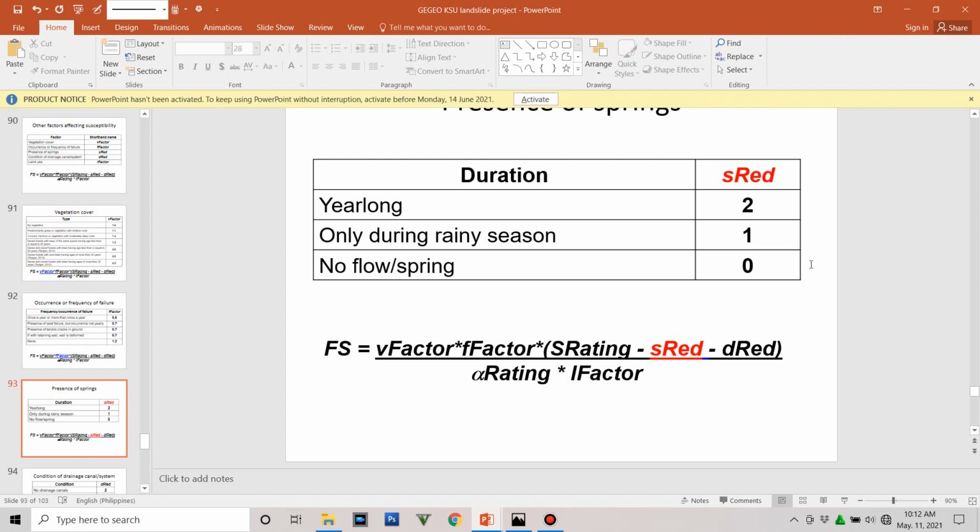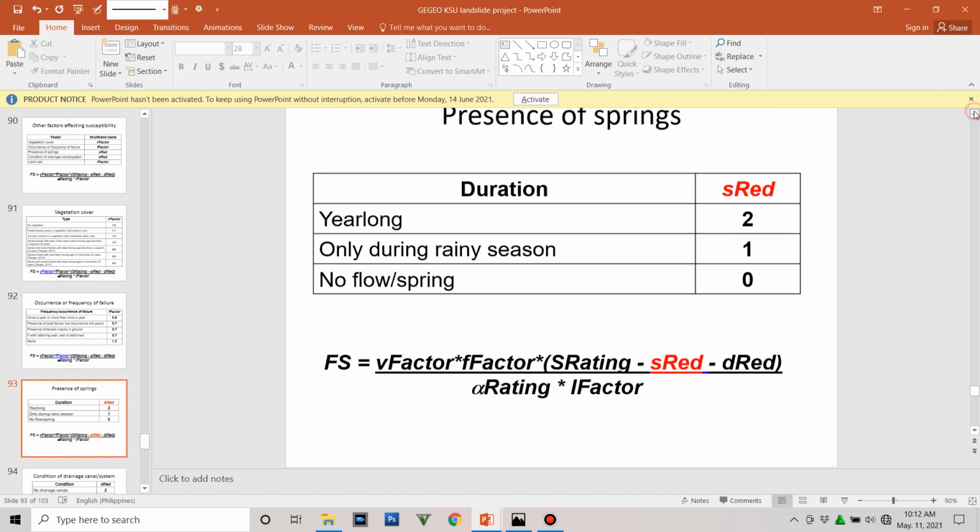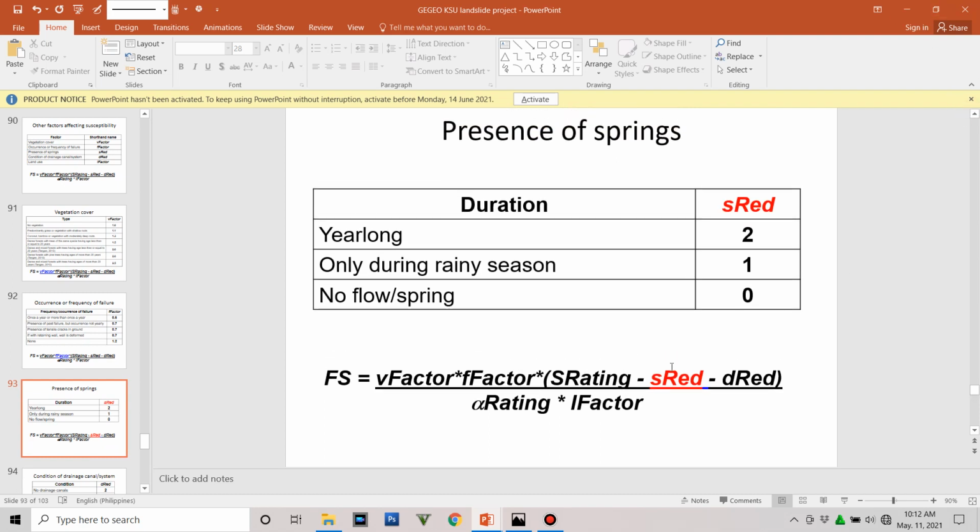And then for the reduction on the presence of the spring, here, ito yun. So, sa S rating, may babawas yan. So, kapag merong spring yan, year-long, mababawasan ng 2. Kapag during rainy season, 1. And then if there is no spring, of course, there will be no reduction, or that is 0.